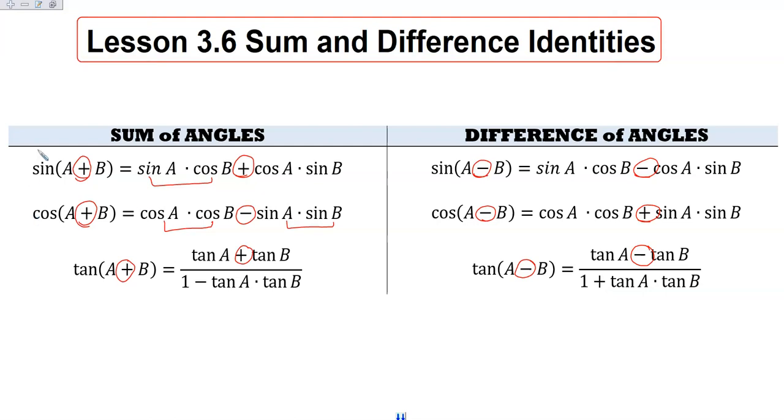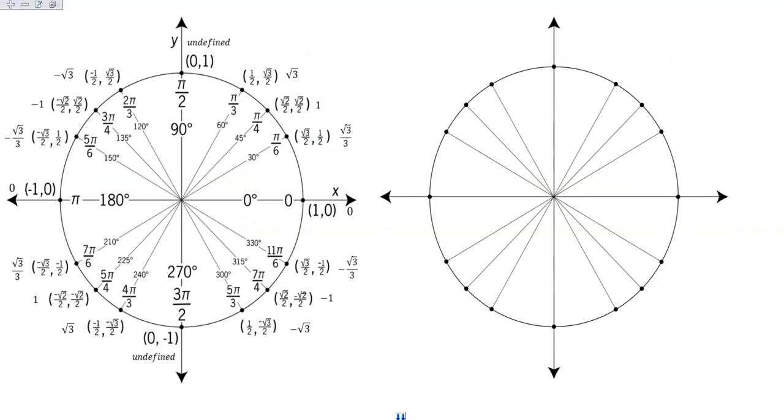So why would we use this? We use our sum and difference identities when we have an angle measure that is not on our unit circle, but I can break it apart into two different angles that I know. I can either add those angles together to make the sum, or subtract two angles to get that particular angle. That way I can find the value of trig functions for angles that are not actually on our unit circle. So let's take a brief second and look at why this works.